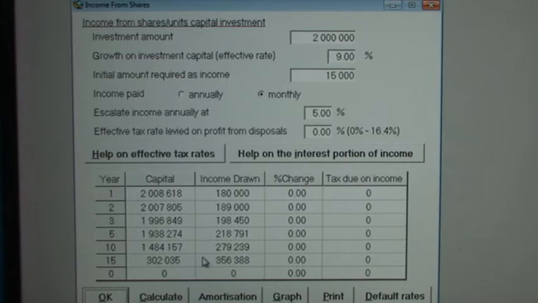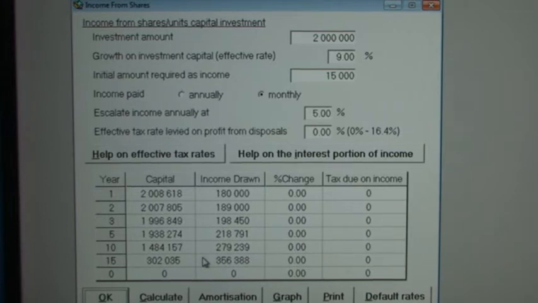In year 15, we sold over 350,000 Rand in shares, and these shares cost us about 92,000 Rand when we bought them 15 years earlier. That is a profit of 258,000 Rand. The annual exclusion is 40,000 Rand, and 40% of the balance is added to income for ordinary tax.